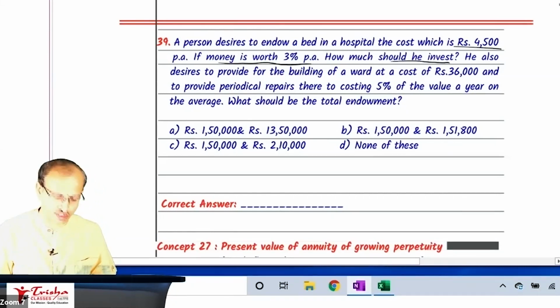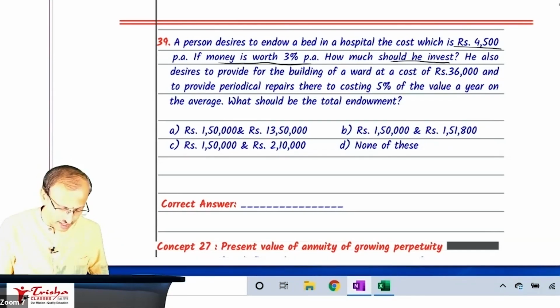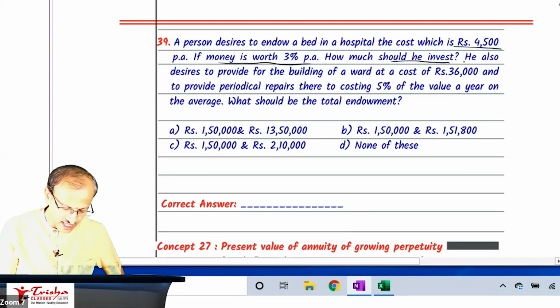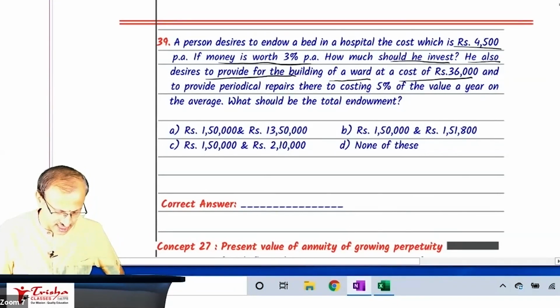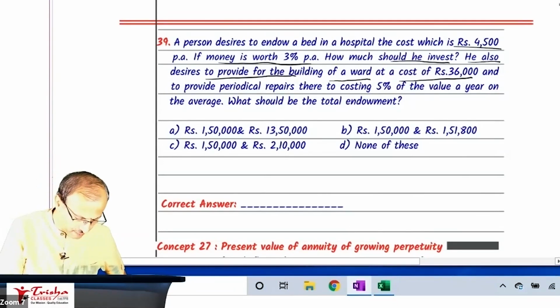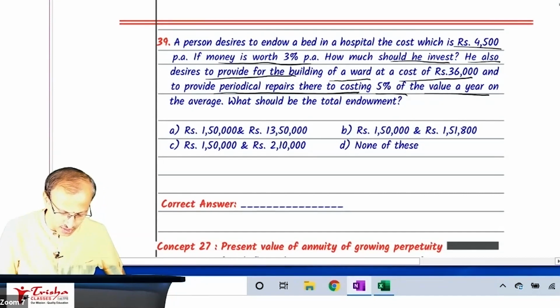This is an interesting question. Just like earlier, this is the first part of the question, and you also have other questions to answer here. He also desires to provide for building a ward at a cost of rupees 36,000, and provide periodical repairs costing 5% of the value a year on the average. What should be the total endowment?